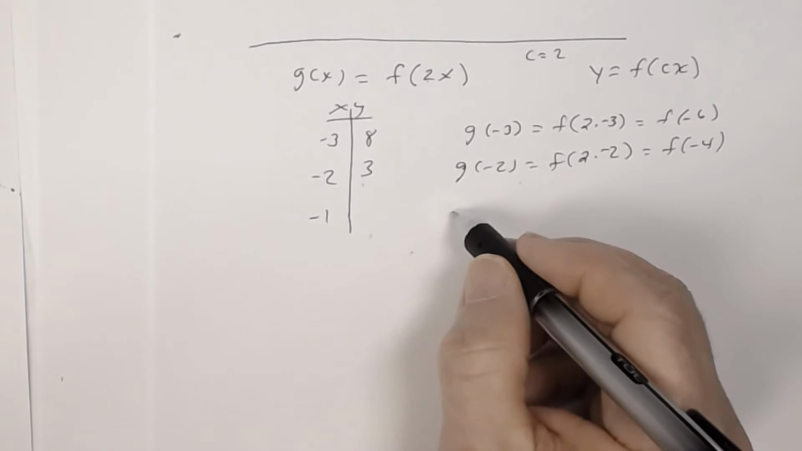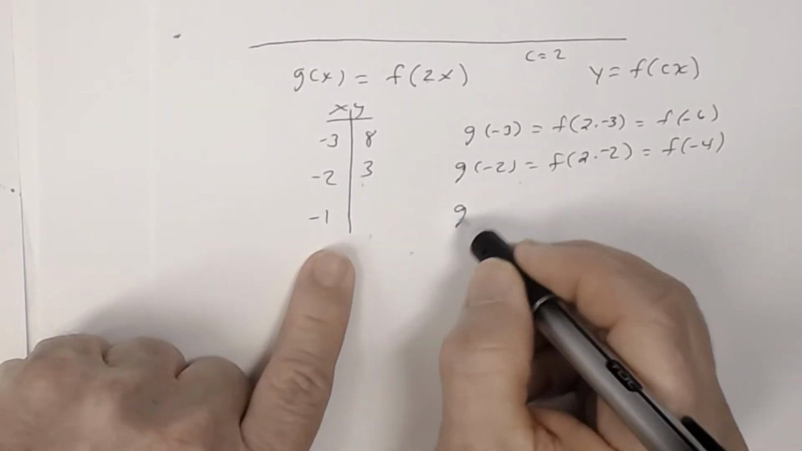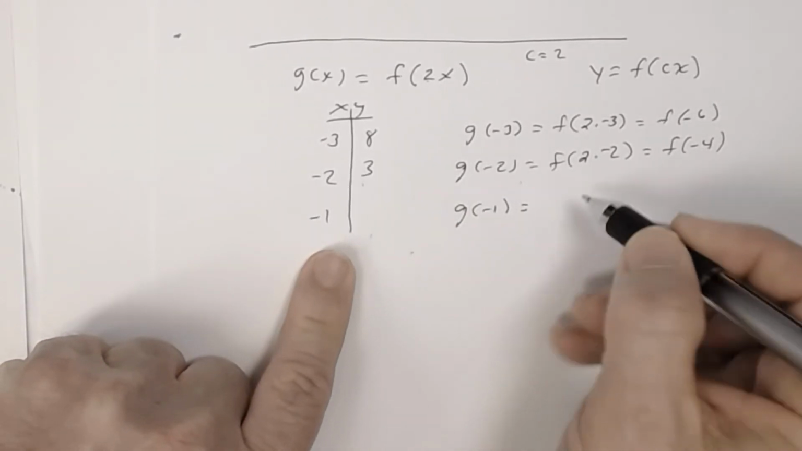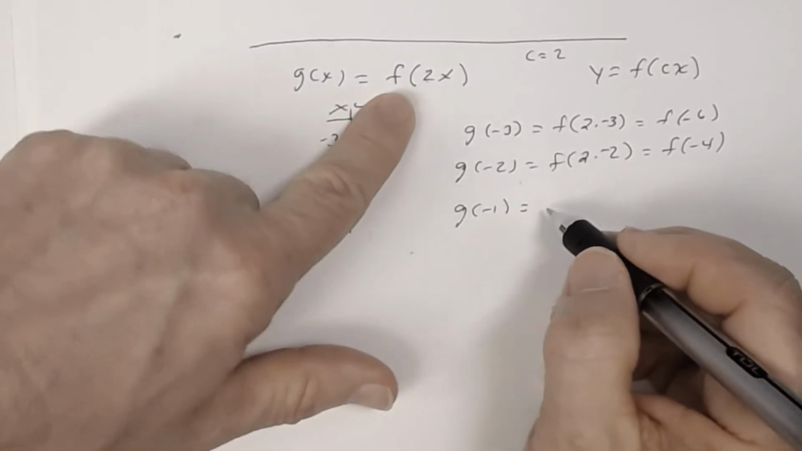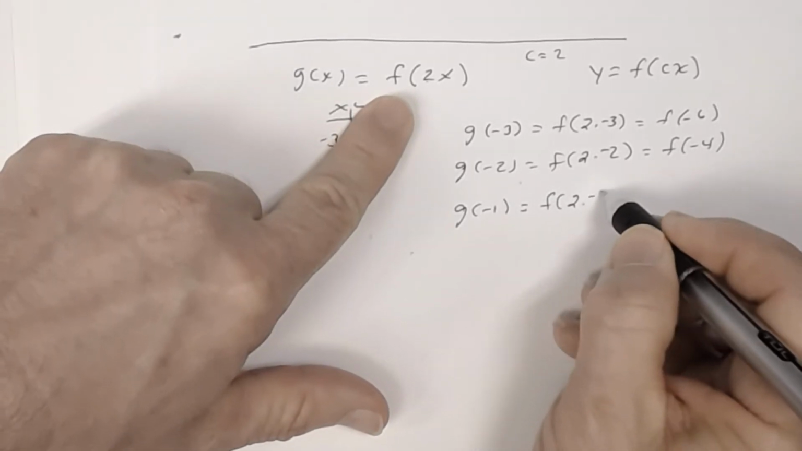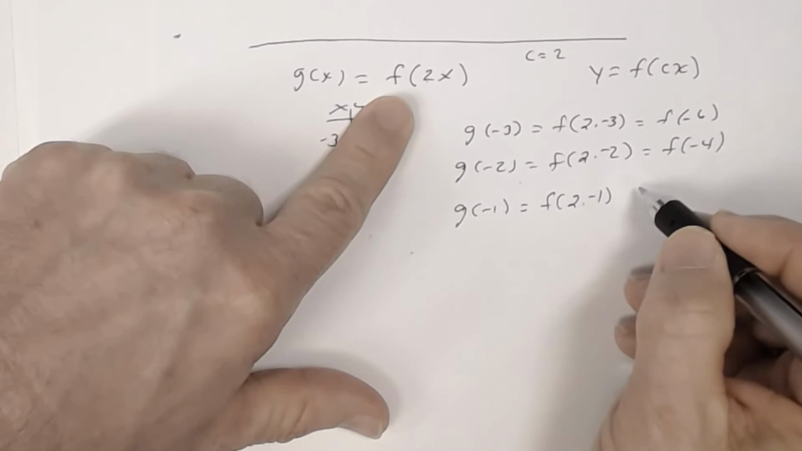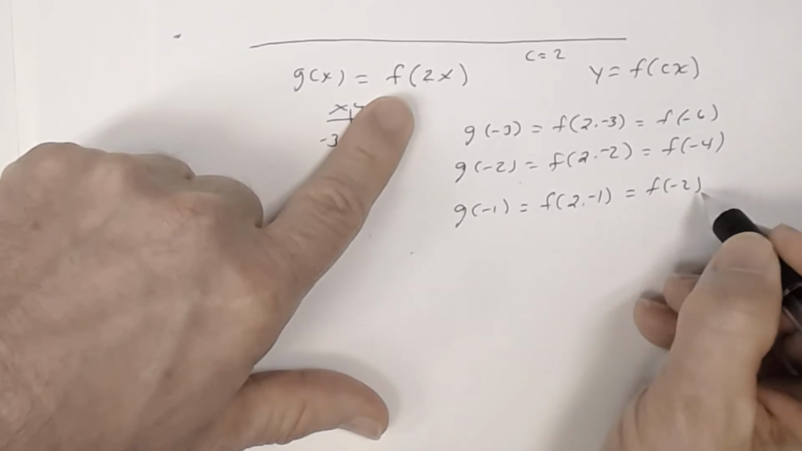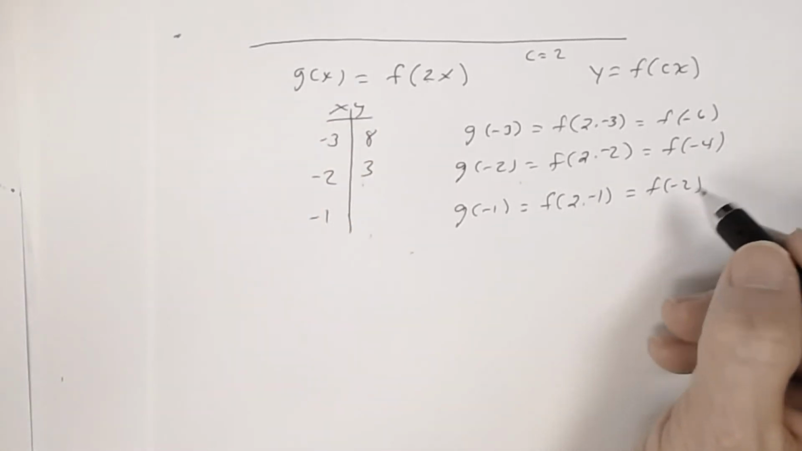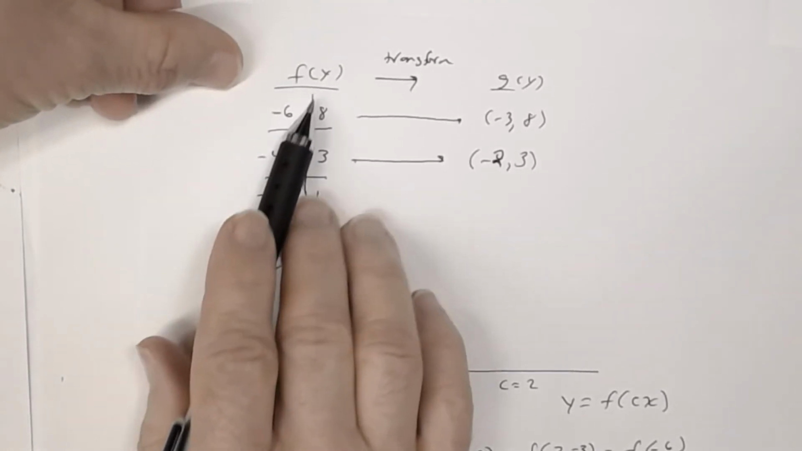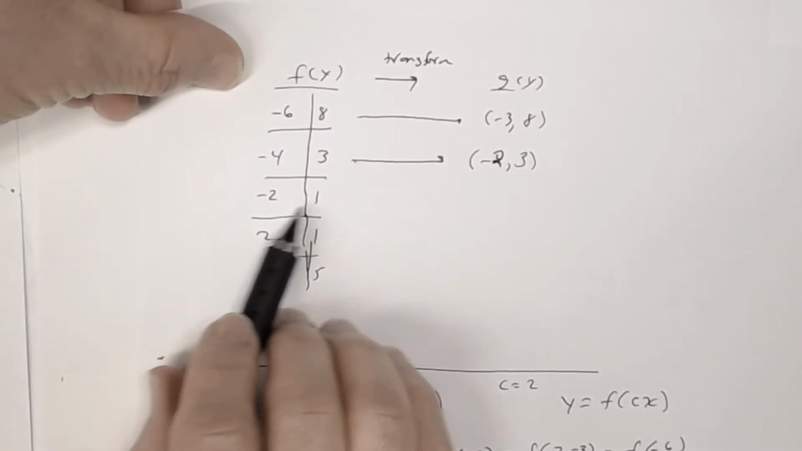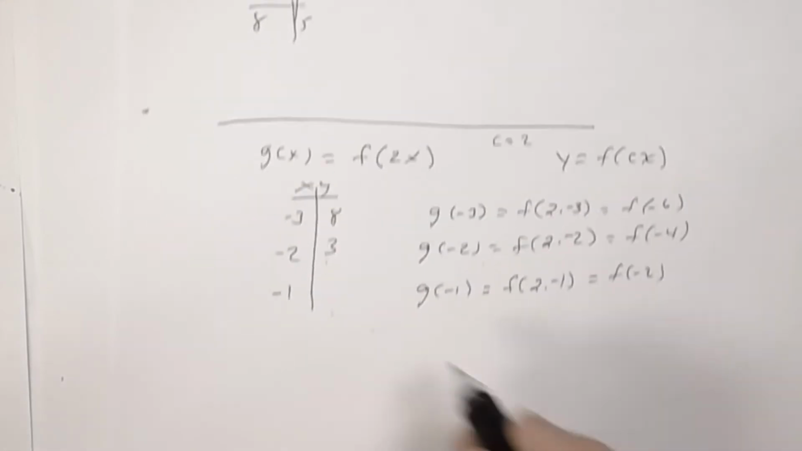If x is negative 1, this becomes g of negative 1, which is g of x, so that's going to be f of 2 times negative 1. But what's 2 times negative 1? Well, that's negative 2. Well, do I know what f of negative 2 is? Sure I do. F of negative 2, when x is negative 2, my y value is what? 1. My y value is 1.